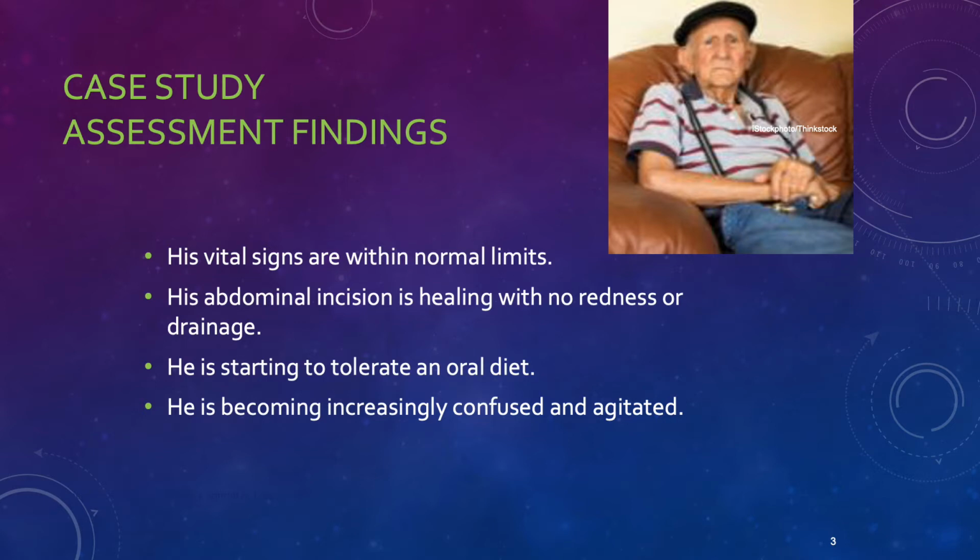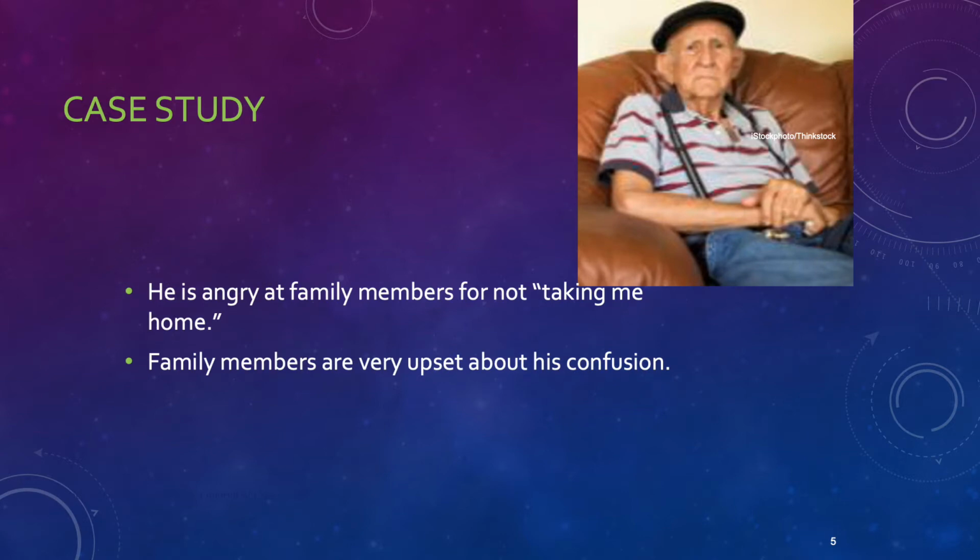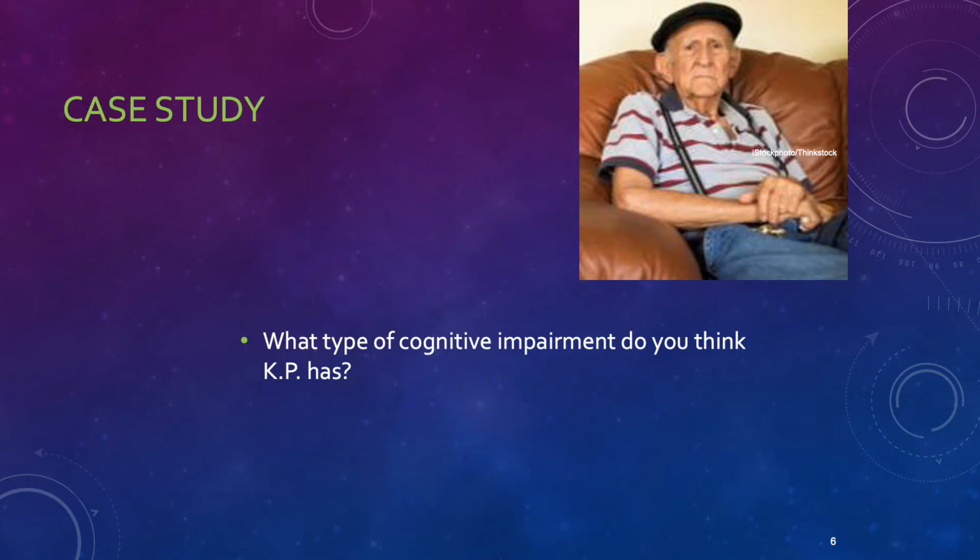Whoops, okay, now we got a problem. Before surgery, he was sad, but he was alert and oriented. Post-operatively, he's trying to climb out of bed now, and he keeps claiming he has to get out of here. You can imagine his family is upset about his confusion. What type of cognitive impairment do you think he has? Well, obviously I'm lecturing about delirium, so the guy's delirious.